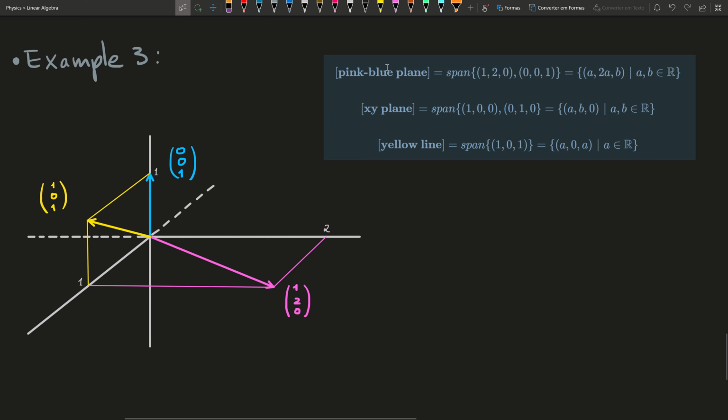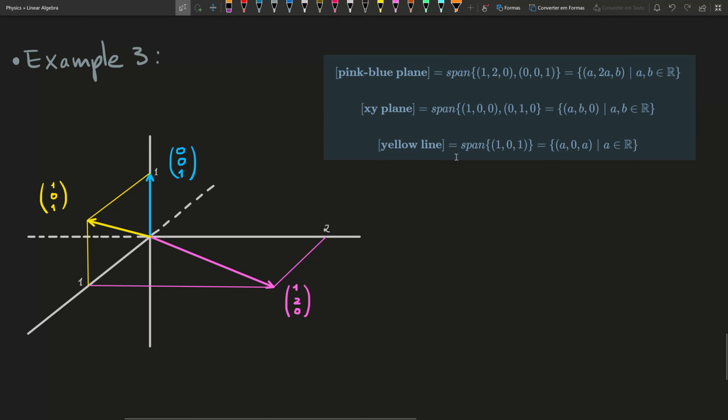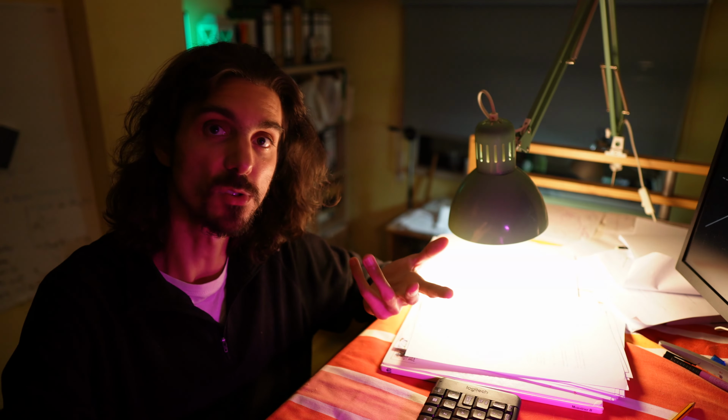The pink-blue plane: we find here the pink vector and the blue vector. Imagine a plane that contains these two vectors. So it's the span of the vectors that you find here, all linear combinations of these two. So it's a two-dimensional space that contains the origin. Look at the plane, it contains the origin, which corresponds to multiplying this vector and this vector by zero.